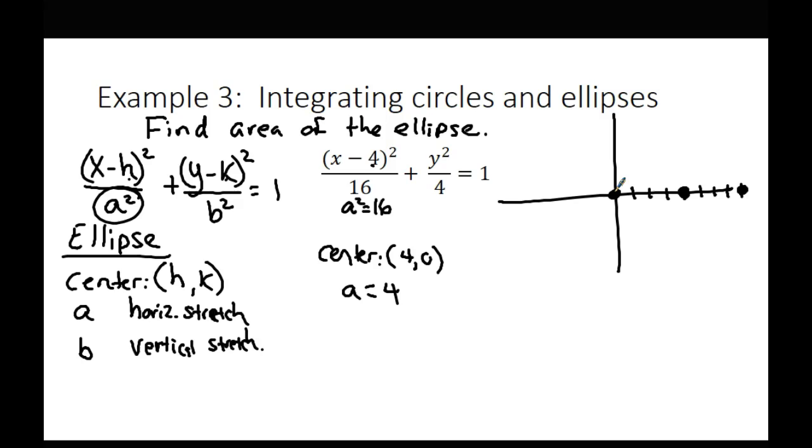The B gives me my vertical stretch. So this is, once again, B squared. So that means that B is 2. So we're going to stretch 2 up and 2 down from the center.